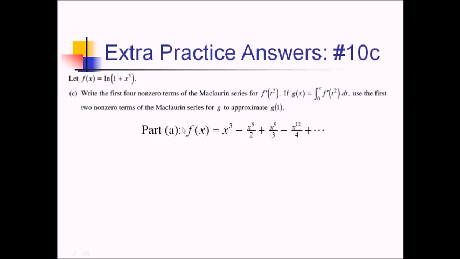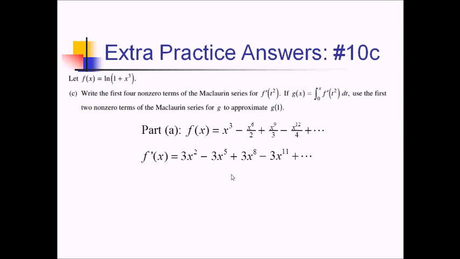So from part A again, here's the f function. Now, to get f prime of t squared, we need to do two things. First thing we need to do is f prime this thing. So f prime of x is going to be 3x squared minus 6 over 2, so that's 3x to the 5th, plus 9 over 3, that's going to be 3x to the 8th, minus 12 over 4 gives us 3, that's going to be 3x to the 11th.